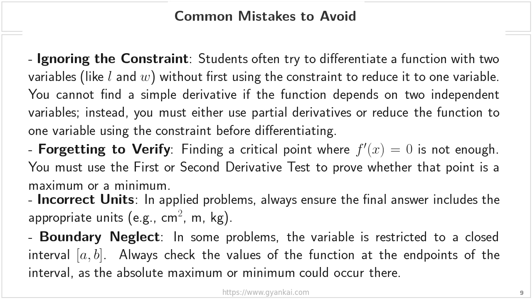In certain problems, your variable may be restricted to a closed interval, ranging from a value a to a value b. In such cases, the absolute maximum or minimum might not occur at a critical point where the derivative is 0, but could instead be located at the endpoints of the interval. Therefore, always check the function's values at these boundaries to ensure you have found the true optimal solution.